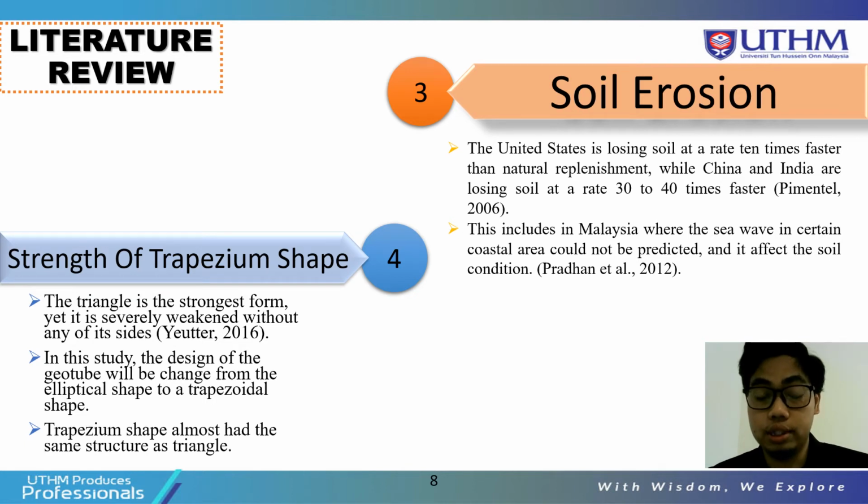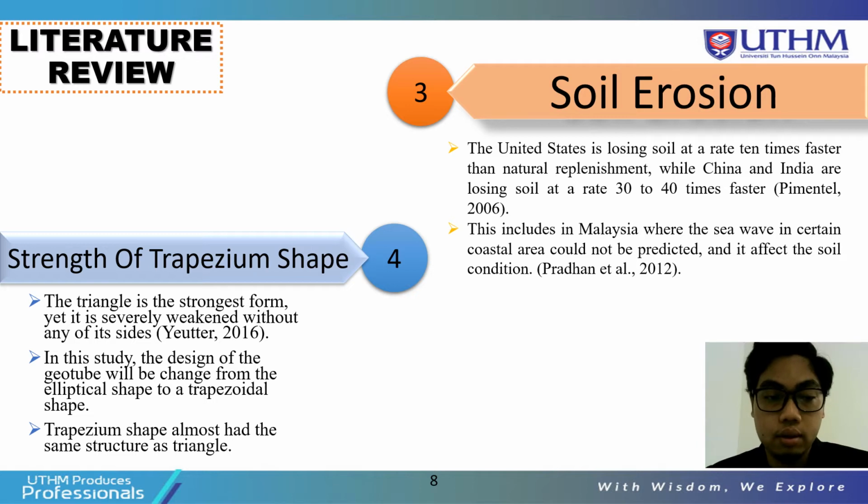Next, for soil erosion. Pimentel in 2016 stated that the US is losing soil at a rate 10 times faster than natural replenishment, while China and India are losing soil at a rate 30 to 40 times faster. From Pradhan et al. in 2012, he stated that this includes measures where the sea wave in certain coastal areas could not be predicted and it affects the soil condition.